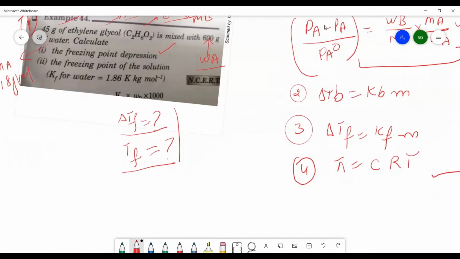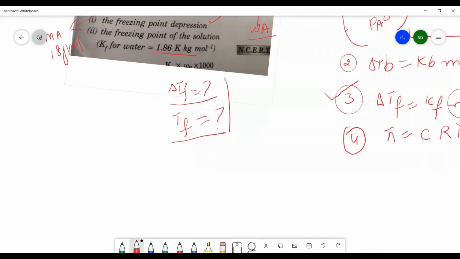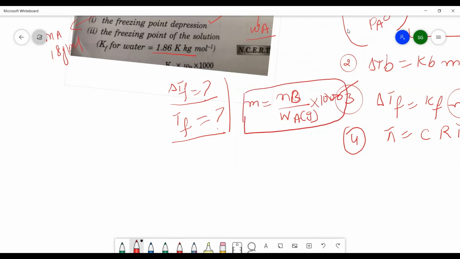So let us see how we can apply the formula. We will apply this formula: delta TF is equal to Kf into m. The value of Kf is given to you, that is 1.86 Kelvin kilogram per mole. It means you have to find out the molality. So how can you find out the molality? The molality is equal to the number of moles of solute divided by WA in kilogram. But if it is in grams, then we have to write 1000 here. So this is the formula for calculation of molality.